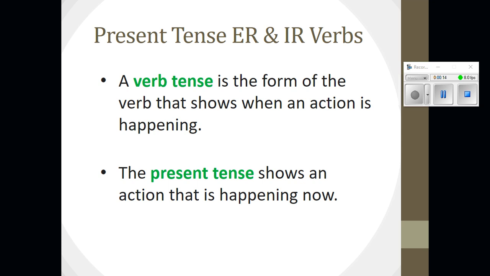Okay, a verb tense is the form of the verb that shows when an action is happening. So some examples of that would be the present tense, the past tense, the future tense, to tell us when it's happening, right? So we're going to talk about the present tense, and that shows an action that is happening now. So let's fill in the first two questions of part A of your note guide. Pause the video.